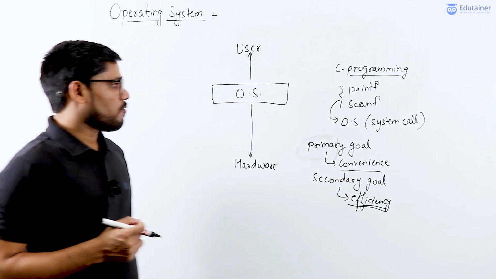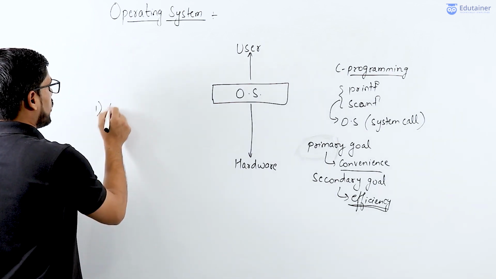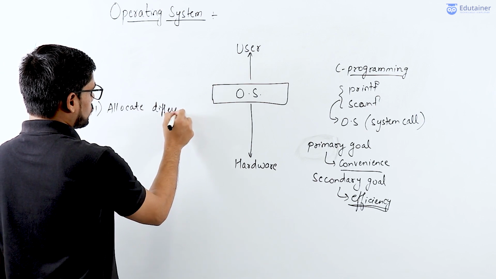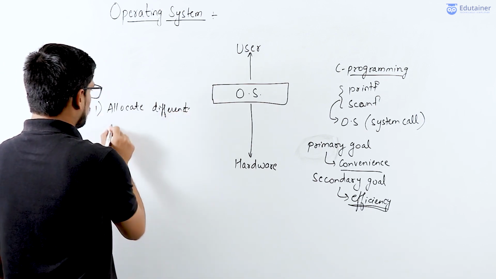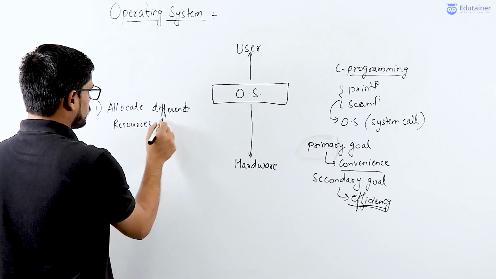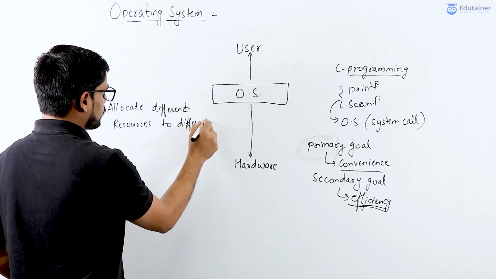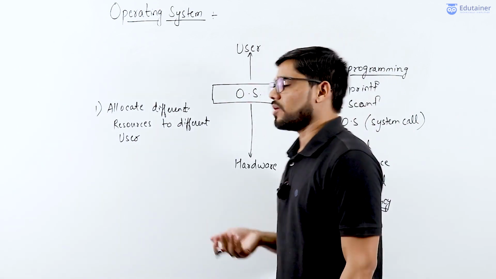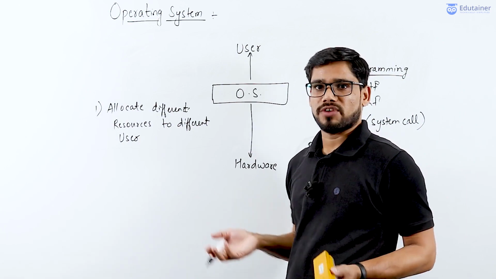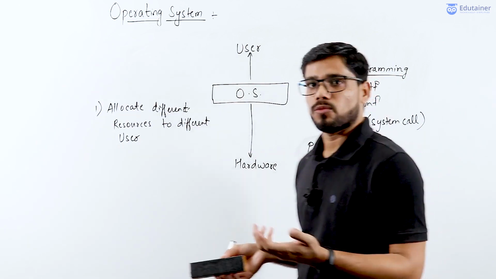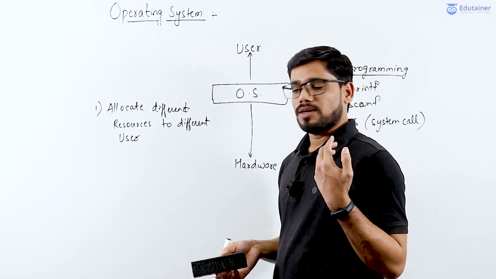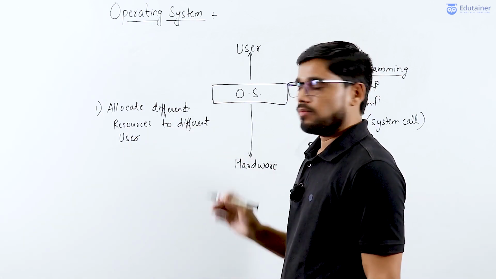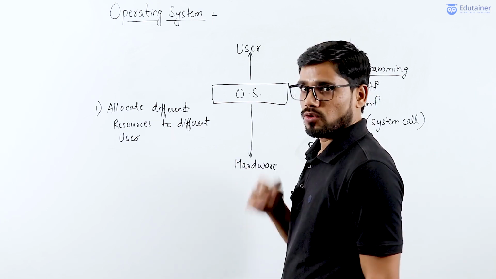Now the responsibility of operating system is, first responsibility, it will allocate different resources to different users. So each user has their own requirement. For example, I want to print some file, another user wants to run some particular code, and another user wants to, let's say, read some data from the files. So all the different resources are allocated by operating system to their individual users.